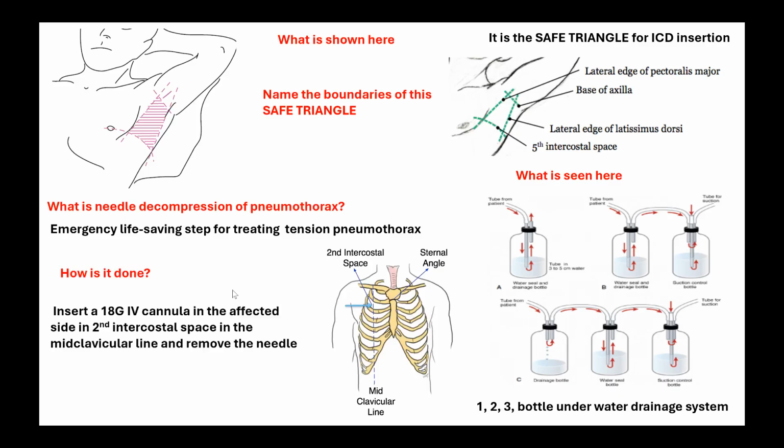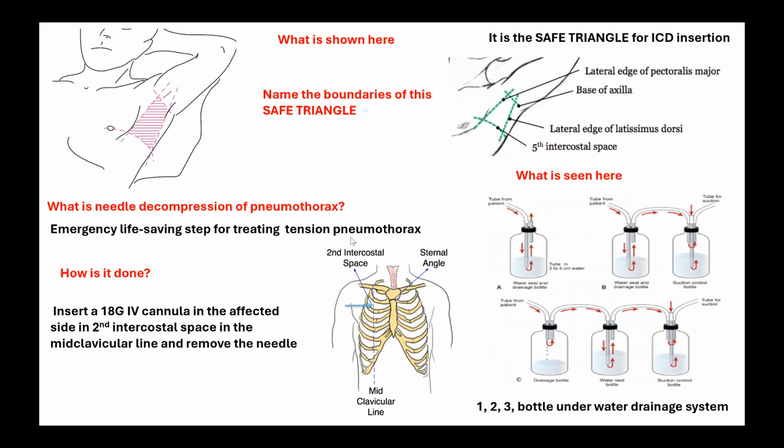You have to insert an 18 gauge IV cannula into the affected side in the second intercostal space in the mid-clavicular line. This is the mid-clavicular line. This is the second intercostal space. So you just push an 18 gauge cannula into this space. Because it is filled with air, you will not injure any structure. And once you enter the pleural space, air will gush out.